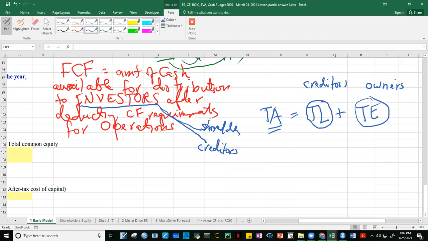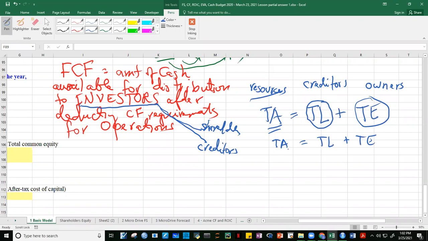Okay, clear so far yan, guys? Hello, guys? Yes po, sir. I'm sure you have met this several times in your basic accounting, no? Total assets is equal to total liabilities plus total equity. So total assets refers to the resources owned by the firm. Now, let's just do a little mathematical arithmetic manipulation here.